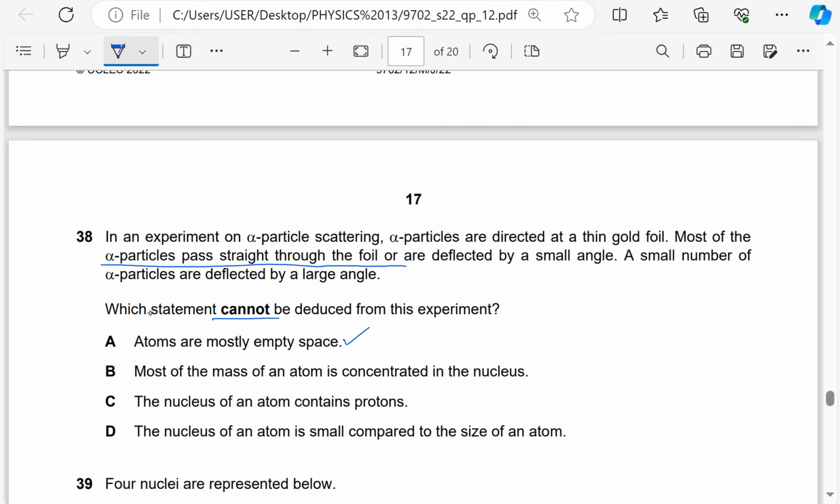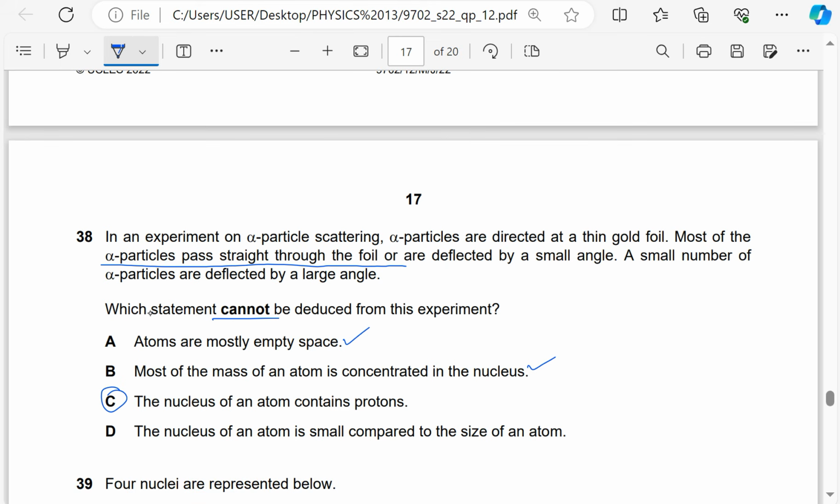Atoms are mostly empty space. That one can be deduced. Most of the mass of an atom is concentrated in the nucleus. That can be deduced from the second observation. The nucleus of an atom contains protons. Although it is positively charged, we cannot use this experiment to deduce that the nucleus of an atom contains protons. So this experiment is not enough to prove this.